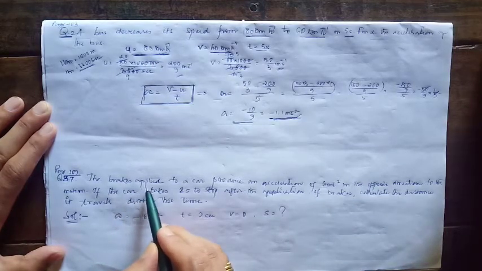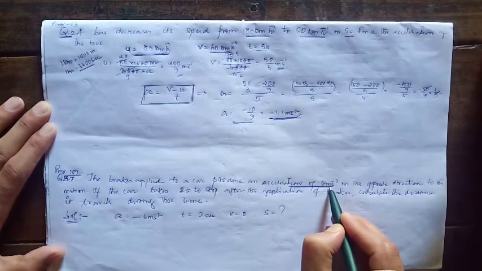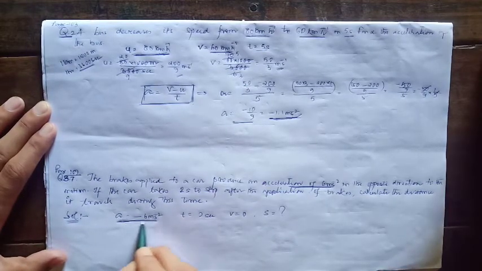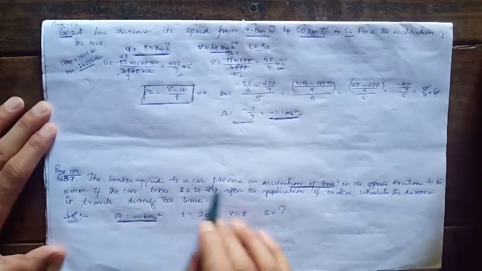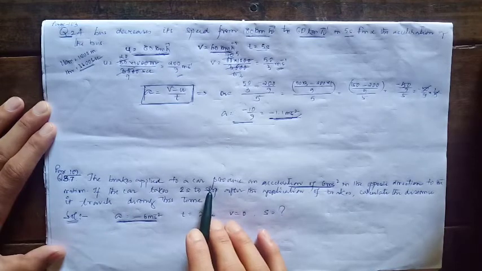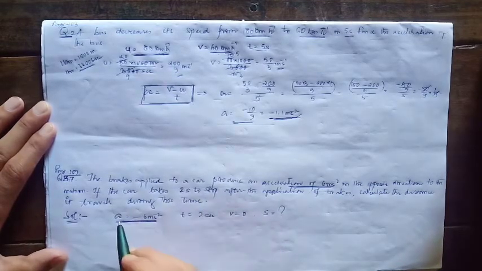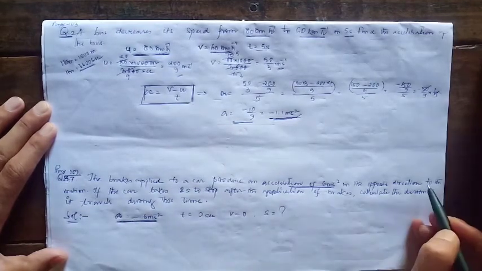Now students, see, the brakes applied to a car produce an acceleration of 6 meter per second square. That means acceleration is given to us. So acceleration I have listed here. Acceleration is equal to minus. Now why minus? Because if you read this question carefully, you will see the brakes applied to a car. So when we apply the brakes, what happens to the speed of a car? The speed of the car will decrease, of course. So the acceleration will be negative because the speed will decrease in the opposite direction to the motion.